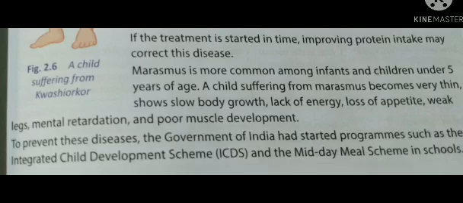Marasmus is more common among infants and children under 5 years of age. A child suffering from marasmus becomes very thin, with slow body growth, lack of energy, loss of appetite, weak legs, mental retardation, and poor muscle development. To prevent these diseases, the Government of India has started programs such as the Integrated Child Development Scheme (ICDS) and the Mid-Day Meal Scheme in schools.